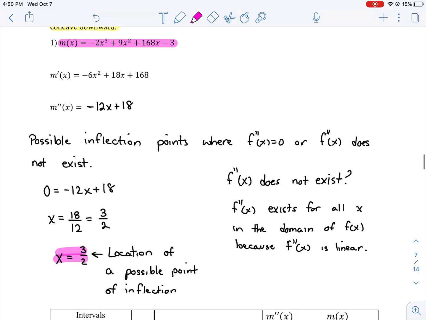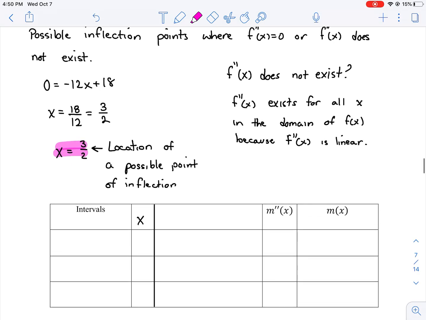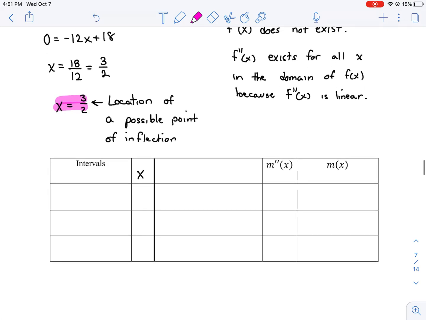So what I'm going to do is I'm going to make a chart. And since the point of inflection separates concave down from concave up, so it's the point where concave down changes to concave up or concave up changes to concave down, I'm going to create two intervals. The first interval being negative infinity to 3/2. That'll be the interval before the possible inflection point. And 3/2 comma infinity will be the interval after the possible inflection point.